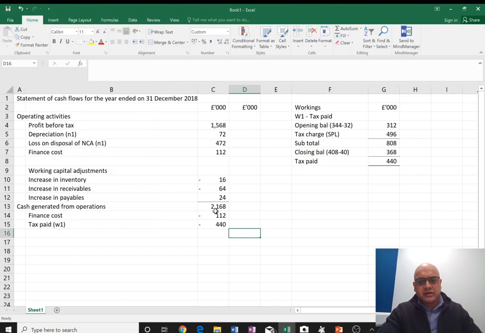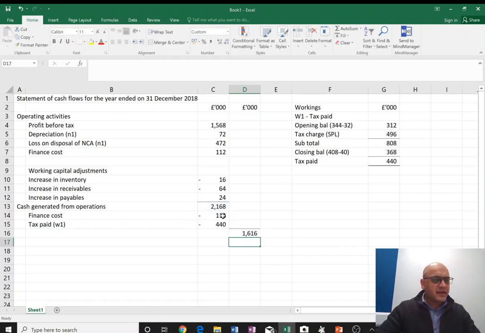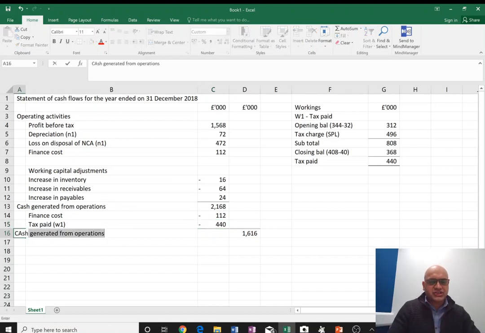So we can now do a little working here, adding up all these figures, and we can find how much cash we generated from operating activities. So we can call it cash generated from operating activities. Okay.